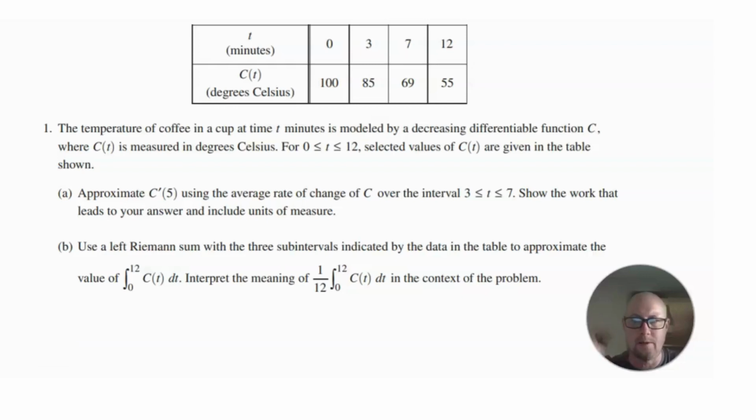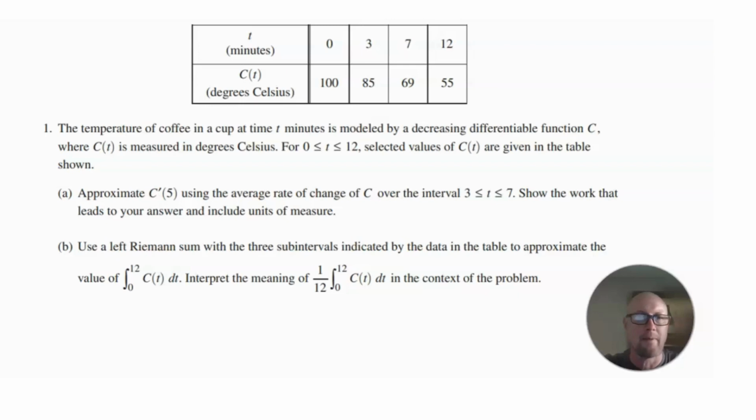Okay, this is 2024 AP Calculus AB, the first free response problem. This is calculator active. And we have a table here. It says the temperature of coffee in a cup at time t minutes is modeled by a decreasing differentiable function c, where c of t is measured in degrees Celsius for 0 ≤ t ≤ 12. Selected values of c of t are given in the table shown.